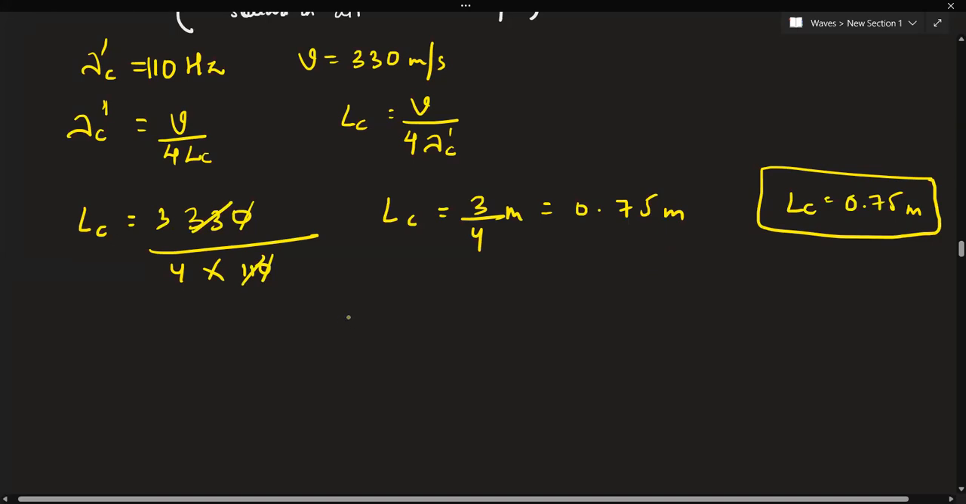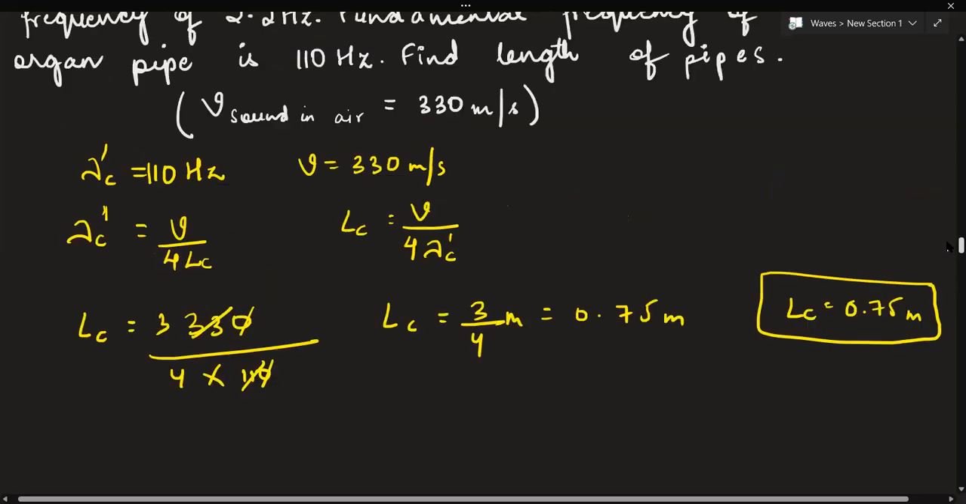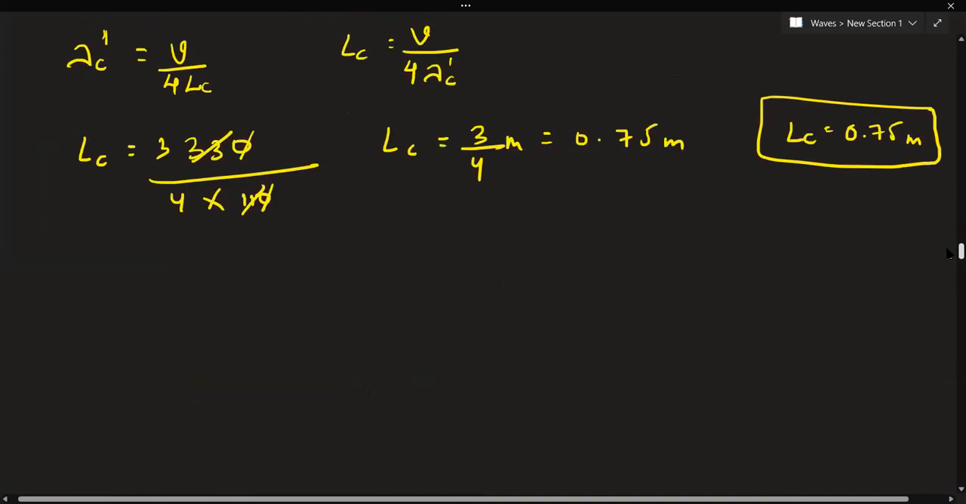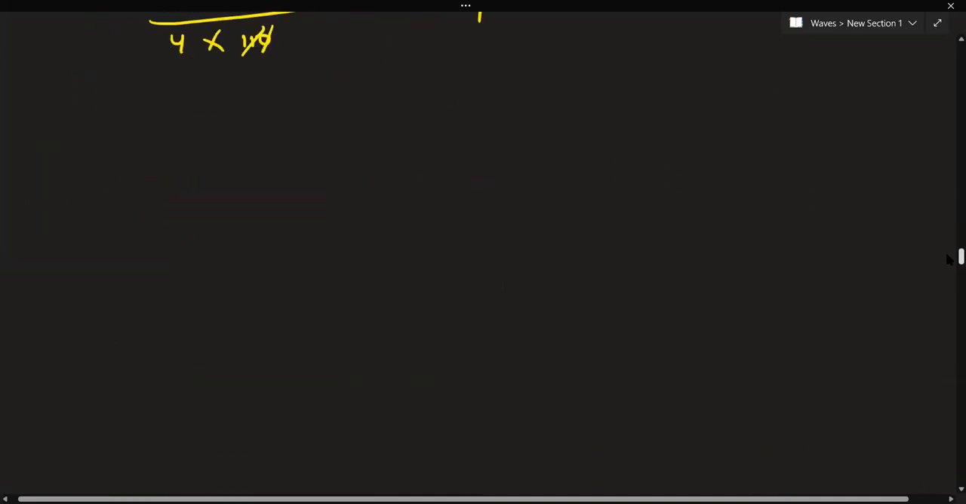Yes, ma'am. Okay. Now see, I scroll it up, look at the question. It says this first overtone for the closed organ pipe is beating with the open organ pipe's first overtone with frequency 2.2 Hertz. So first overtone of the open organ pipe means n is equal to what?